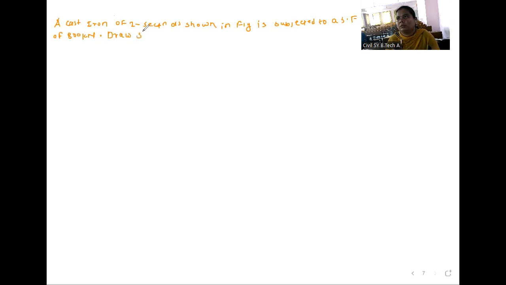Draw shear stress distribution diagram. Okay, I will draw the figure here first. So here also an unsymmetric section is given.